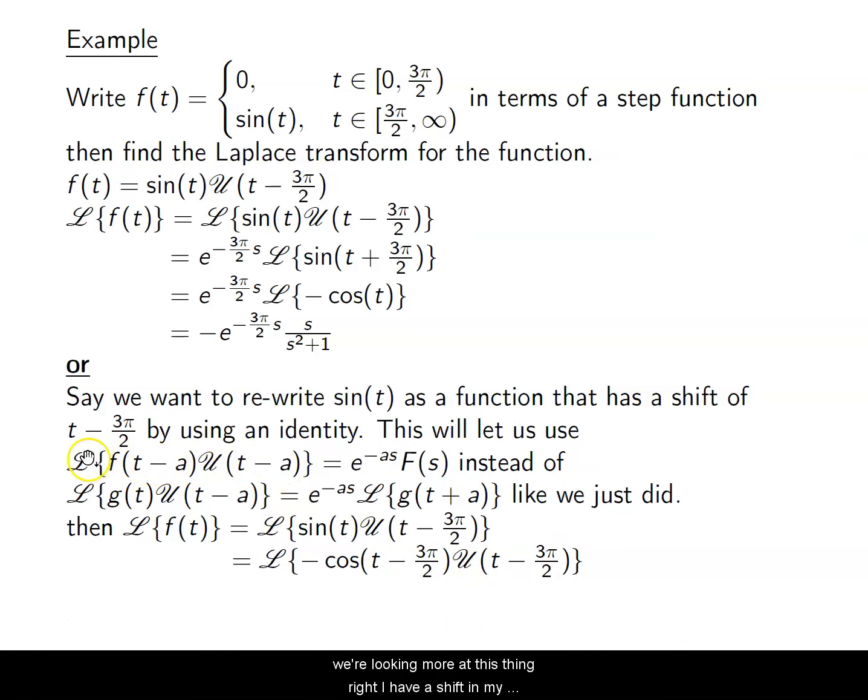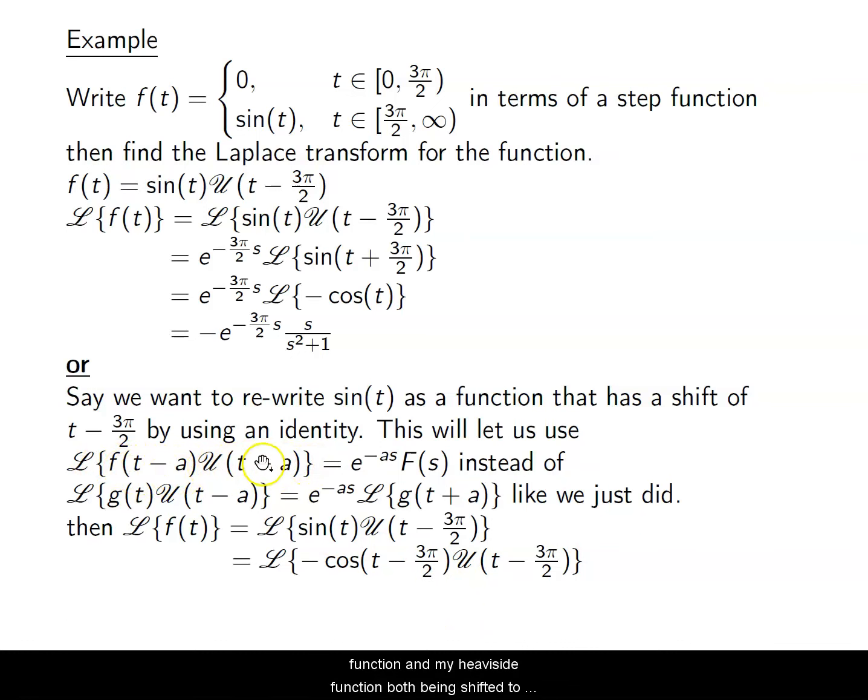So now we're looking more at this thing, right? I have a shift in my function and my Heaviside function both being shifted to the same place, right? So when I do that, it's very straightforward. I get really the exact same thing I got before, right? So this one gives me the e value, right? And then this is coming from the cosine value.